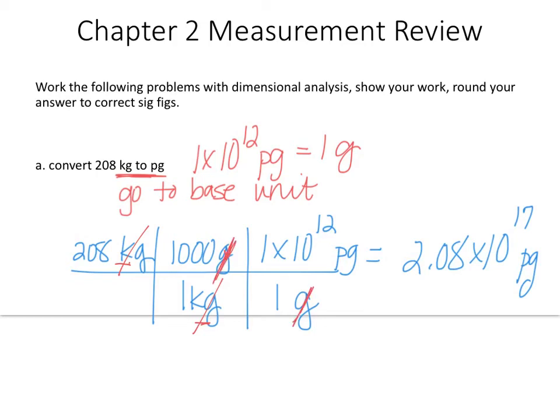And so then I know that 1 gram is equal to 1 times 10 to the 12 picograms. And then I put that in my calculator. Remember, if it's on the top, we multiply, and then we divide by what's on the bottom. And so when I do that math, I should get 2.08 times 10 to the 17 picograms, which, if we stop and think about it, makes a lot of sense because picograms are really, really small. And so it should take a whole lot of them to equal the kilograms.